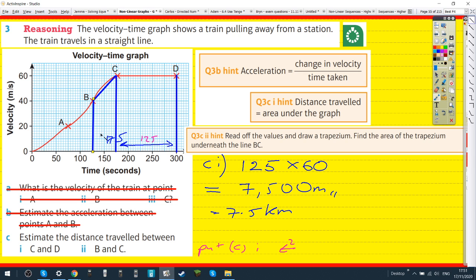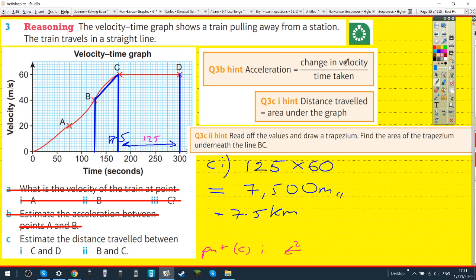So C is 175. Yeah. B is 125. And so what's the base? So the base is 50. What type of shape is it? Irregular quadrilateral. It is a trapezium.